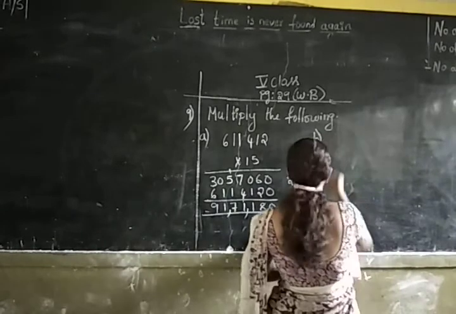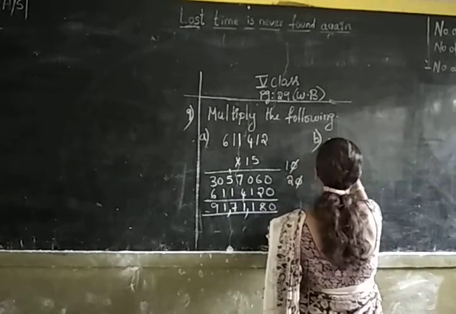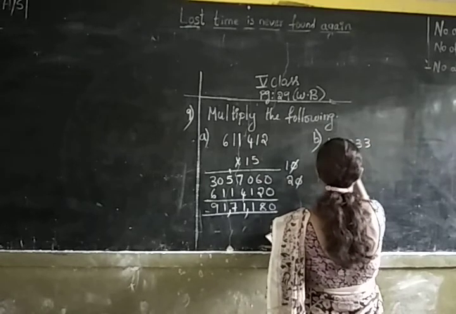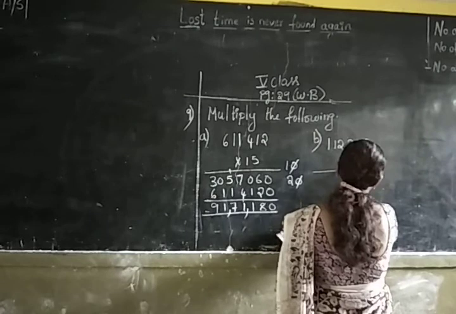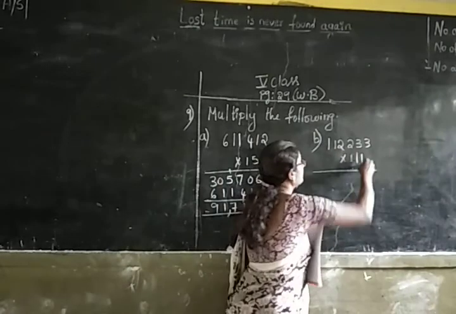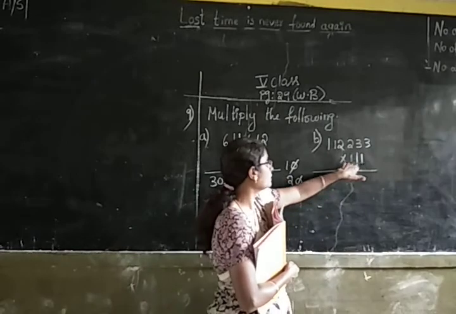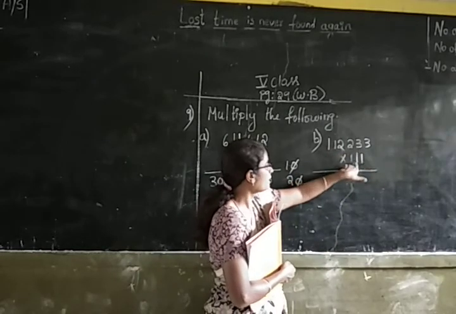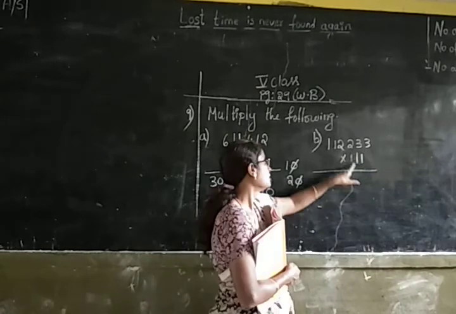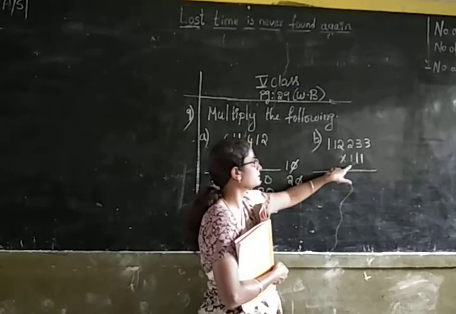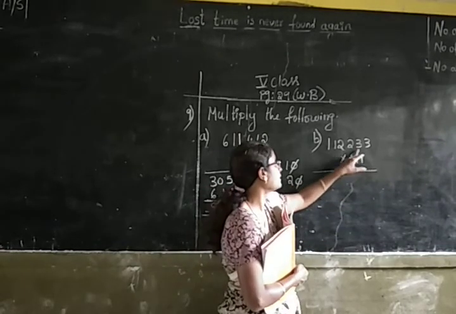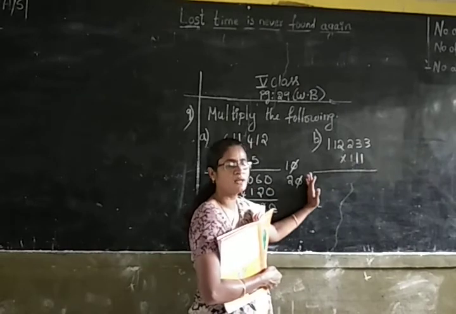Okay, children. We have to multiply 1,12,233 into 111. First you have to multiply the whole number with 1. Then again you have to multiply the whole number with 1 by placing 0 in 1's place. Then you have to multiply the whole number with the third one by placing 0's at 1's place and 10's place. After multiplying the numbers with these three ones, you have to add the products.